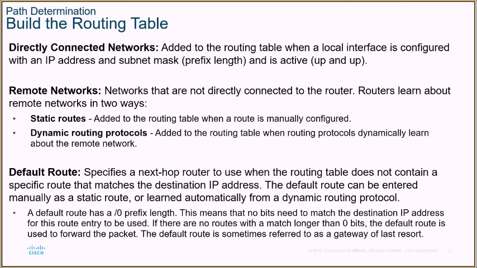And so you also may see the term gateway of last resort. In other words, if I don't have a good route for it, I'll use this one. So it's a fallback option. If there are no routes with a match longer than 0 bits, the default route is used to forward the packet. The default route is sometimes, as I said, referred to as a gateway of last resort.